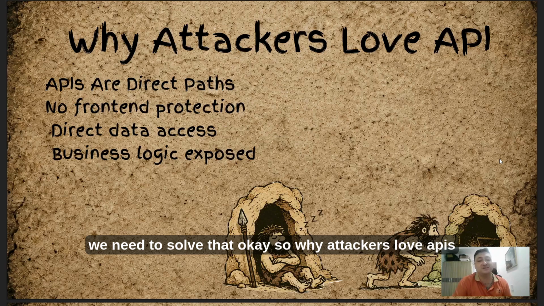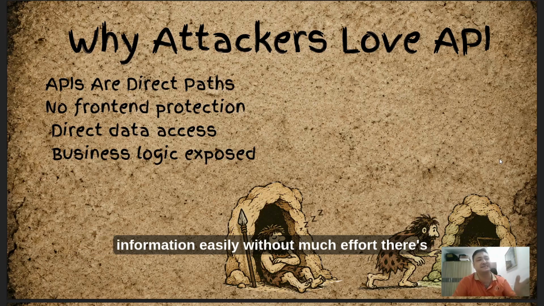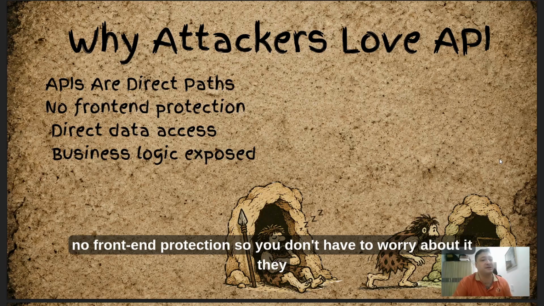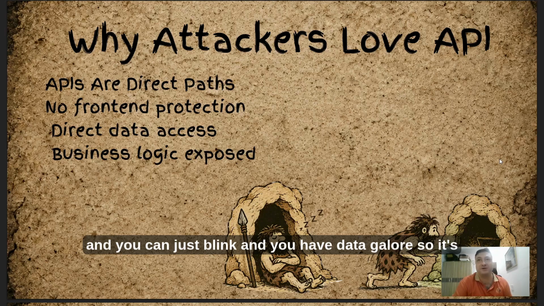Okay, so why do attackers love APIs? APIs are direct paths, so they can access information easily without much effort. There's no front-end protection, so you don't have to worry about it. They have direct access to data. This is the scary part. You can look at an API and just blink and you have data galore.